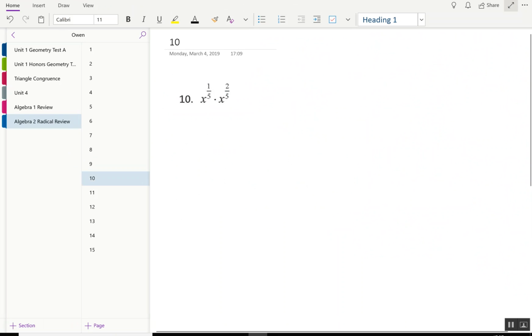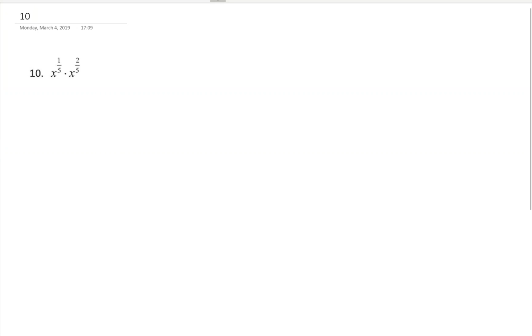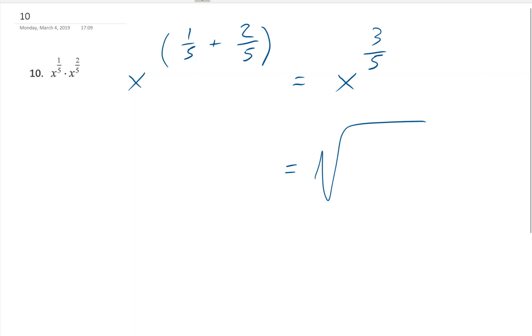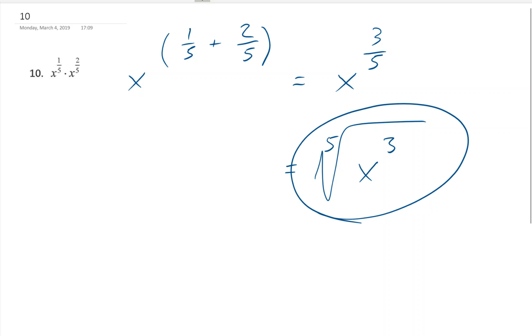Number 10. Okay, once again, since you're multiplying the bottoms down here, I think they're called the radicands, you can just add the exponents. So let's just do that. You have x to the 1/5 plus 2/5, so that'll give you x to the 3/5. Now if you have to put it into another form, then you can write it as the 5th root of x to the 3rd power. And that'll be your answer.